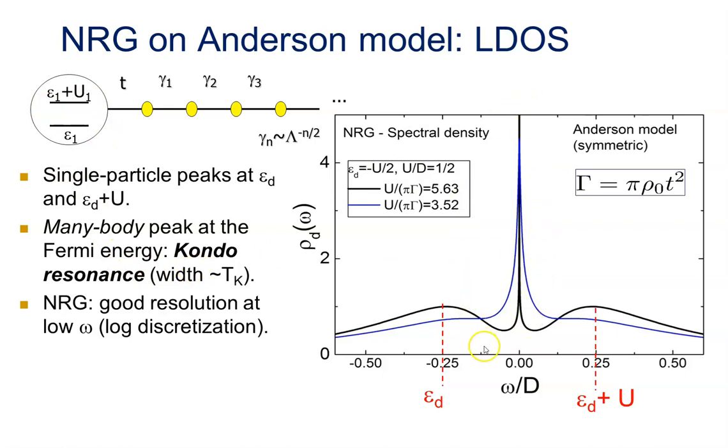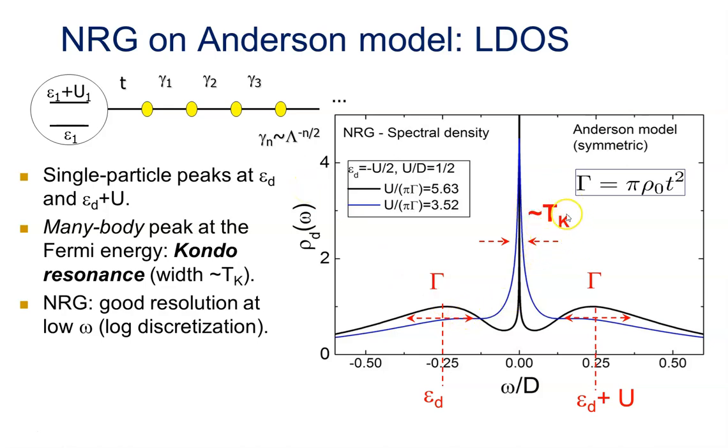But now I have this extra peak here sitting precisely at the Fermi energy of the bath electrons. So what is that? This is definitely not a single-particle resonance, not a single-particle state. This is a many-body state that appears in the spectral density. It has a much smaller width than the single-particle ones. The width of these is related to gamma, right? So the broadening of these levels.